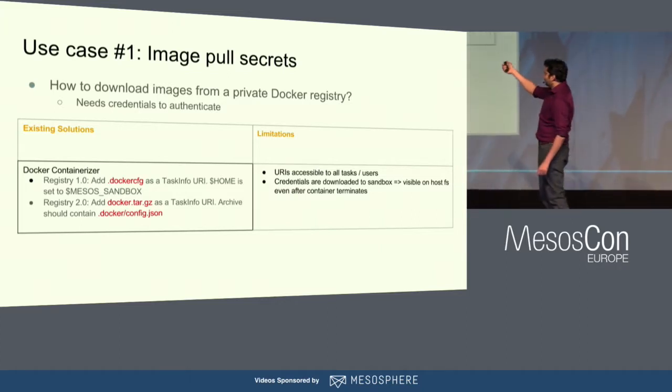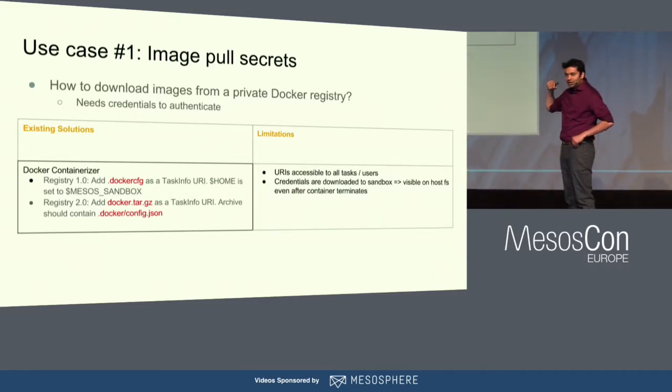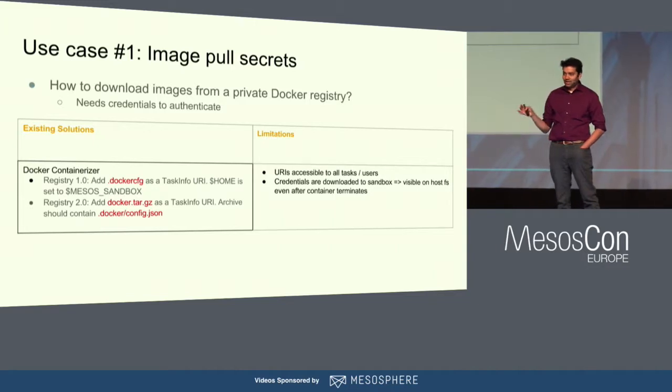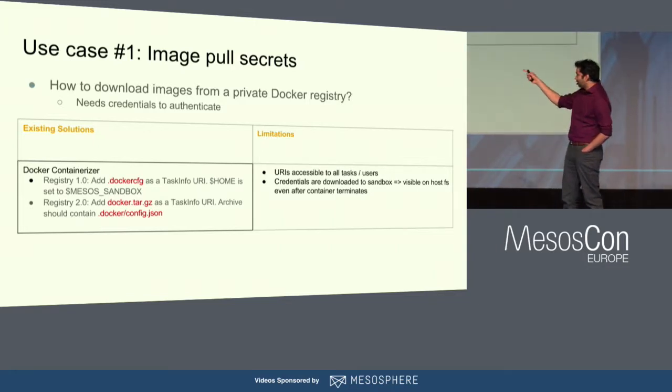What are some of the limitations other than the code smell that we have? The URLs are accessible to all tasks and users. The URLs themselves are not protected by any credentials. At least we don't support authenticated URLs yet, which means even if you put your credentials in a URI somewhere, someone can actually just grab that URI.